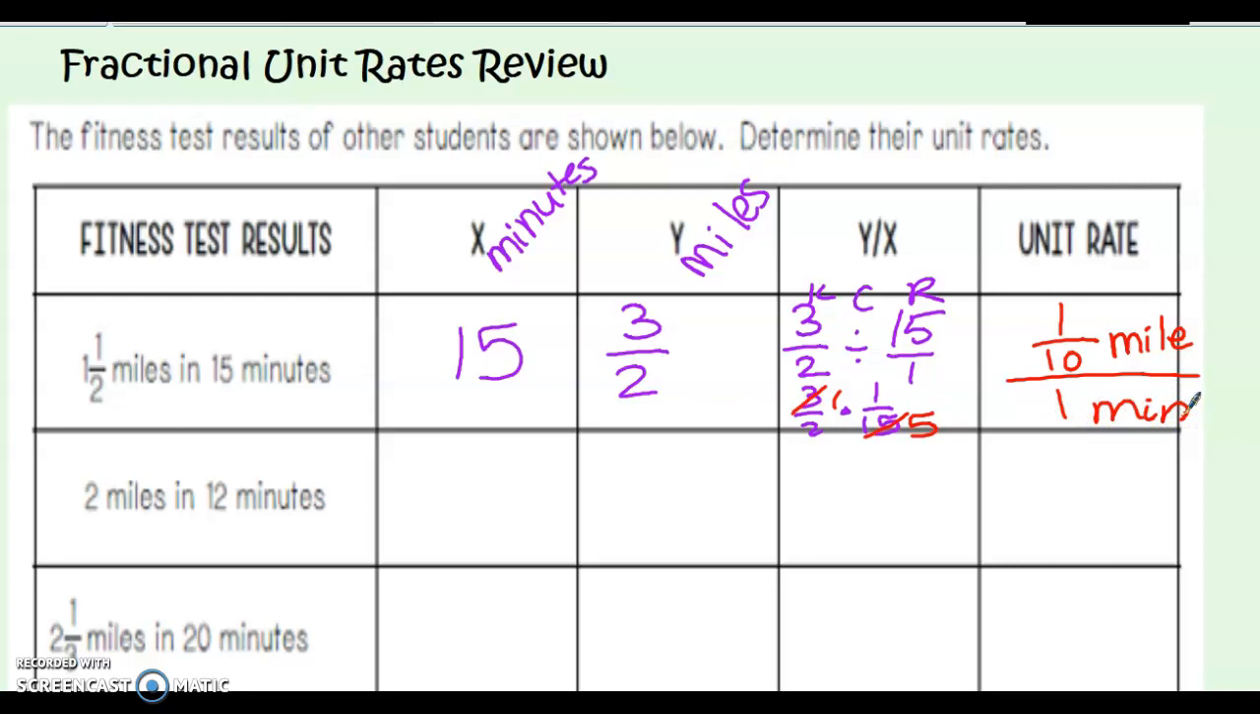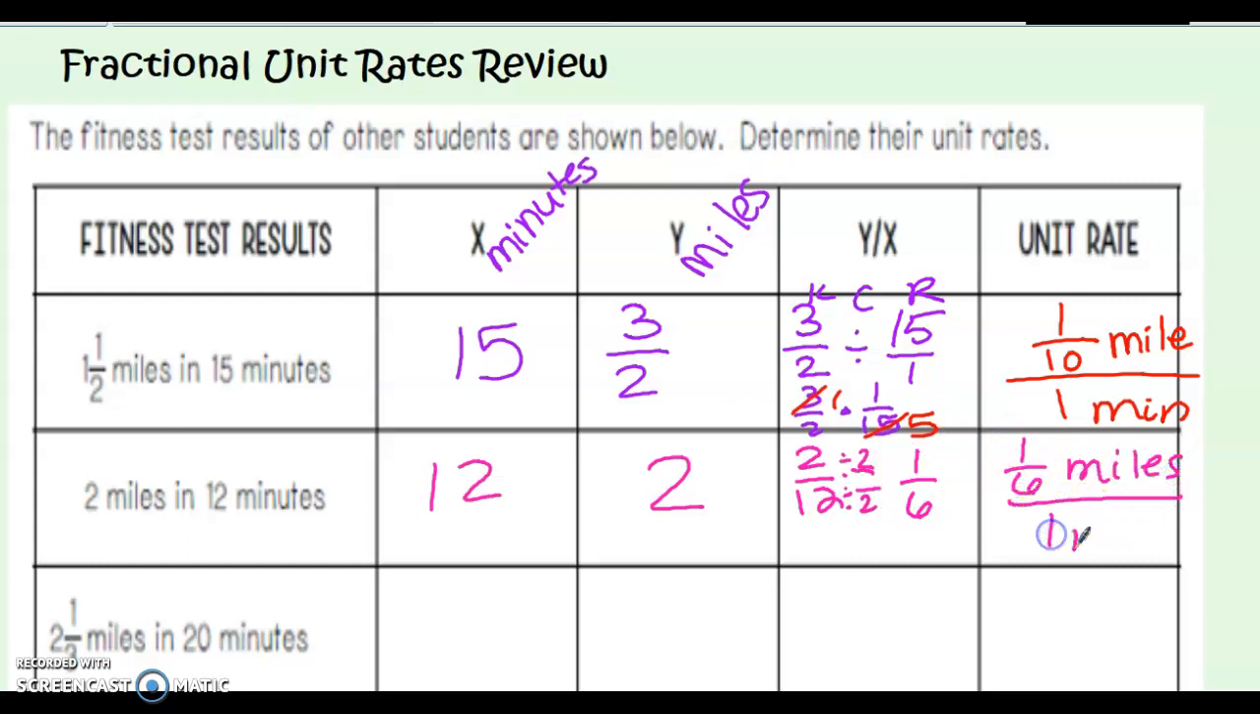Okay, let's do our next one. We've got 12 minutes. We've got 2 miles. Y divided by x, so 2 divided by 12. We just need to simplify this, so I'm going to divide both of these by 2, and I get 1/6, so 1/6 miles per 1 minute.